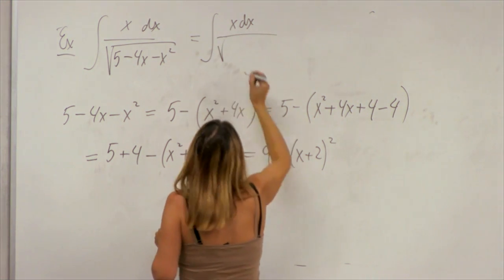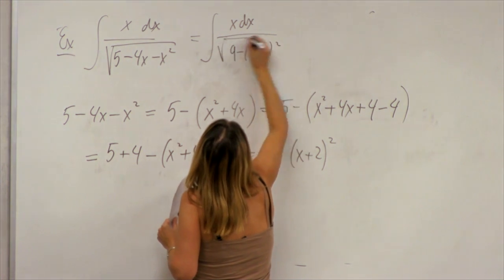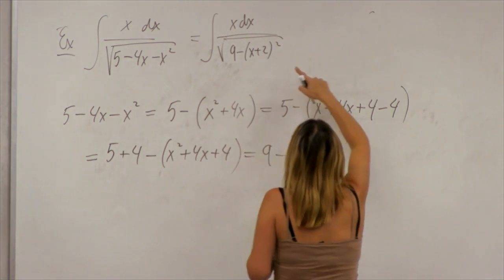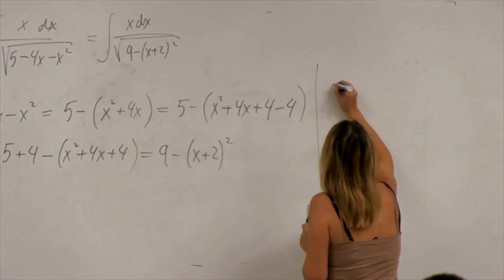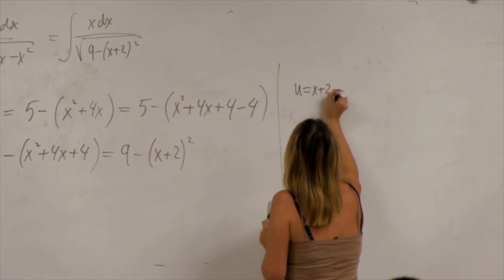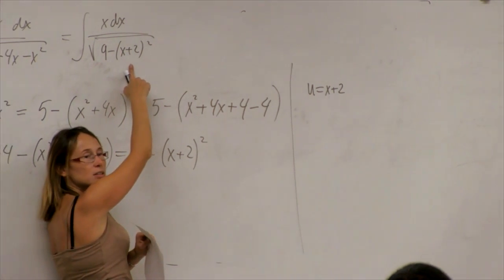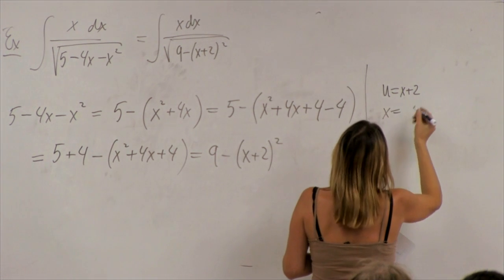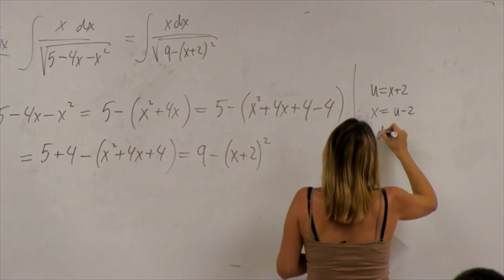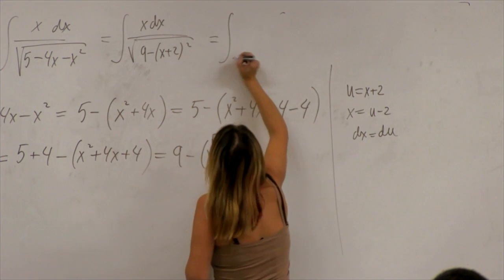And now we can work with it after one more step. So we'll make a change of variables first. I'm going to say that u is x plus 2. Whatever I see here, I'm going to make equal to u. And I need to express x. X is just u minus 2, and dx is du. That's a really easy substitution.